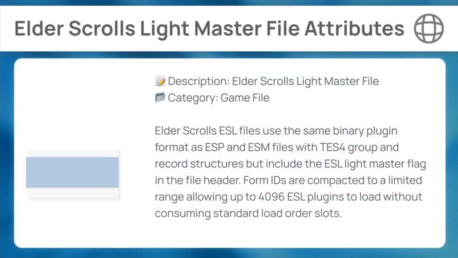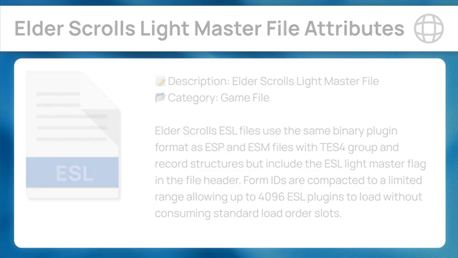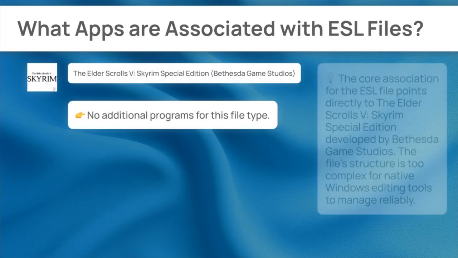Elder Scrolls ESL files use the same binary plugin format as ESP and ESM files, with TES4 group and record structures, but include the ESL Lightmaster flag in the file header. Form IDs are compacted to a limited range, allowing up to 4096 ESL plugins to load without consuming standard load order slots.